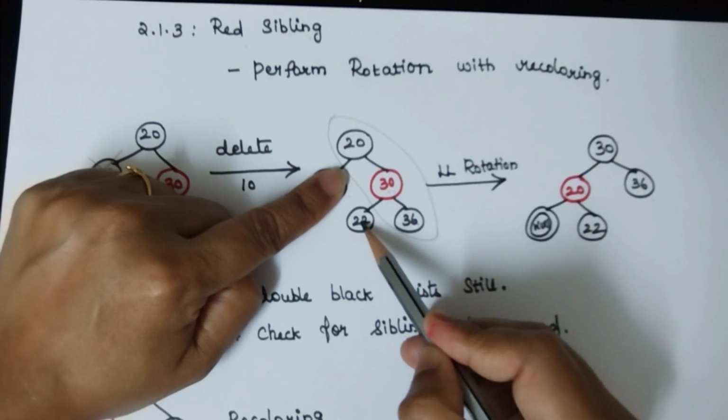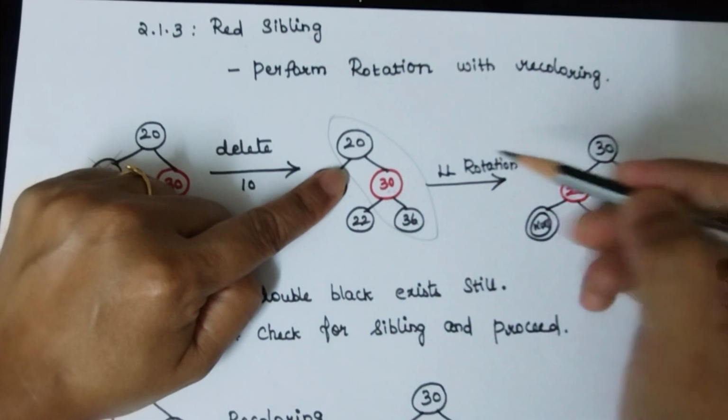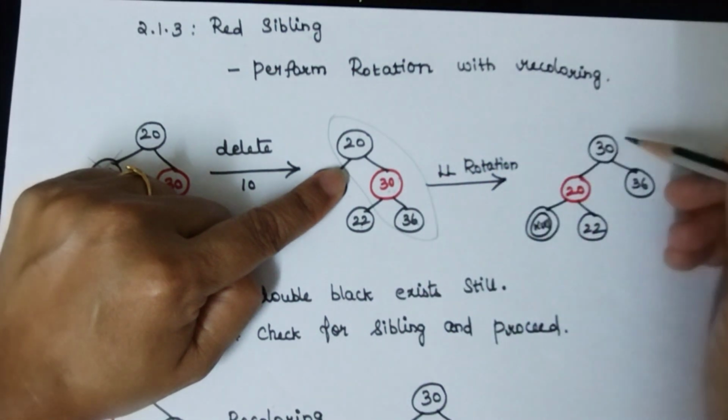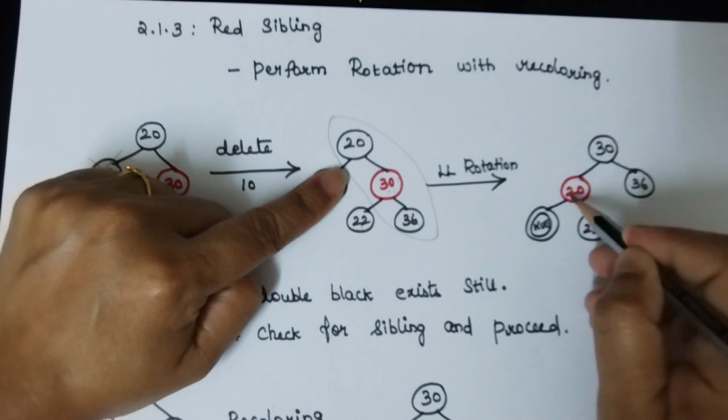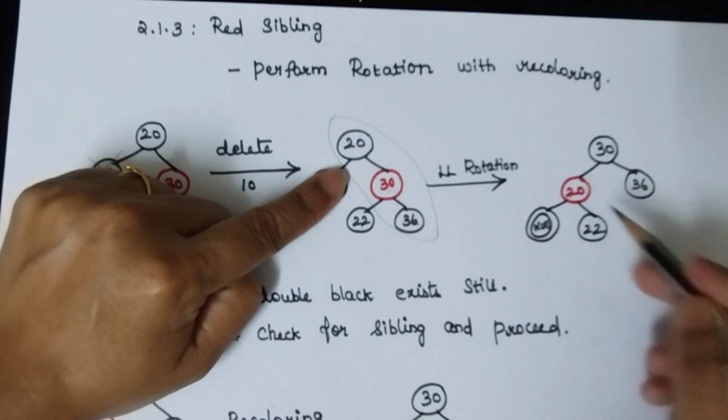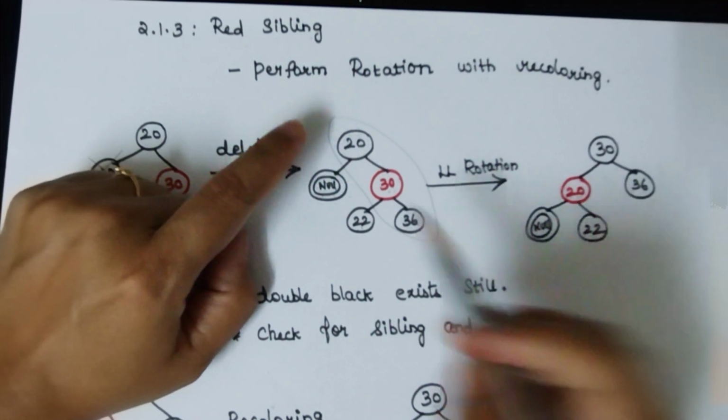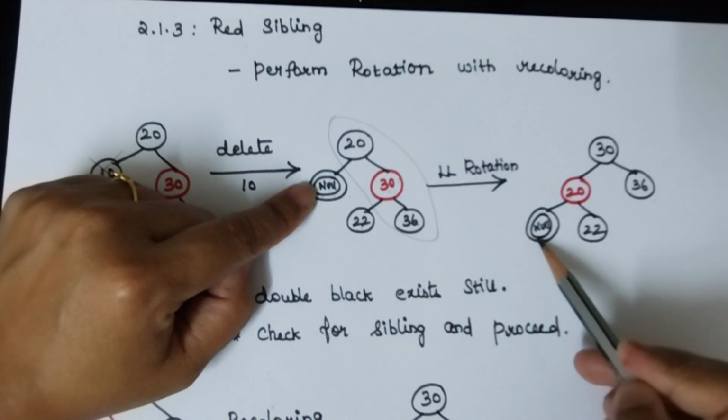Now come again, take 22. Where will 22 get placed? First compare it with 30: left side. Again compare it with 20: 22 is on the right side, so place it at the right side. And this null remains as it is as the left of 20.